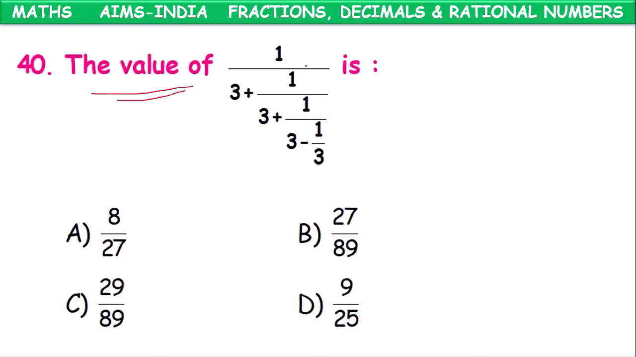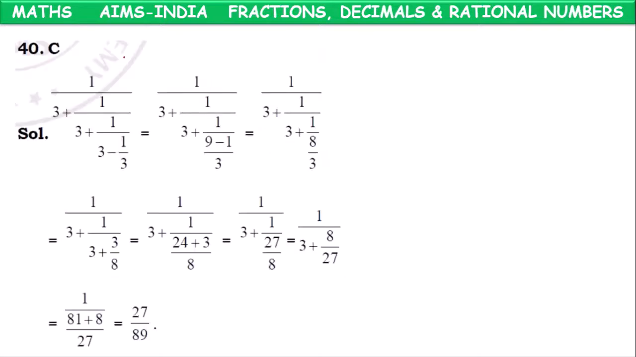Next one. The value of 1 by 3 plus 1 by 3 plus 1 by 3 minus 1 by 3, how much? This is the given value. Let's start from the downside term. 3 times 3 is 9, minus 1 by 3. We have written 9 minus 1 by 3, which is equal to 8 by 3.